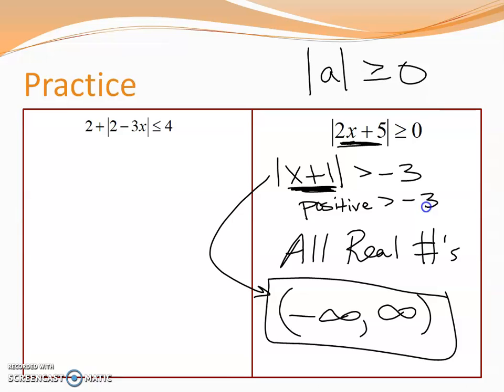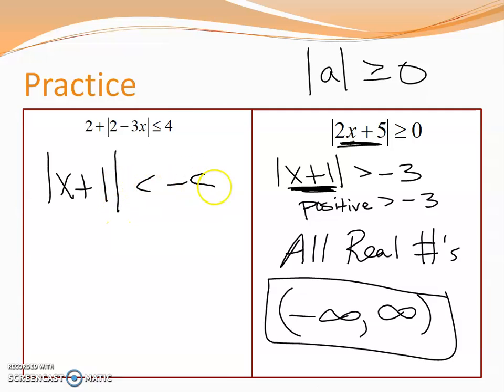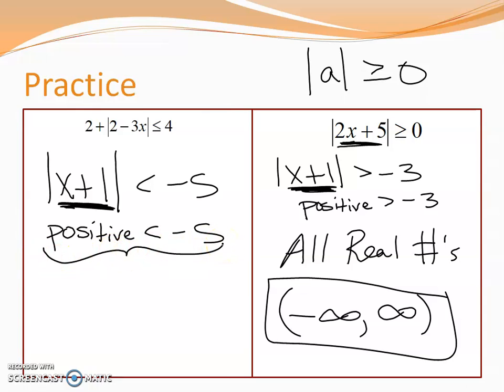Okay? On the flip side of that, if we're looking at less thans like this one here, say I had the absolute value of x plus 1 is less than negative 5. So this part right here, your absolute value, that's going to end up being a positive number, right? A positive number is less than negative 5. Is that ever going to be true? Is a positive number ever less than a negative number? No, it's always false. So our answer for this one would be no solution.